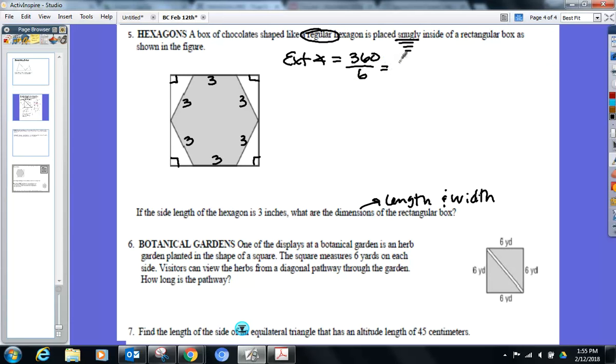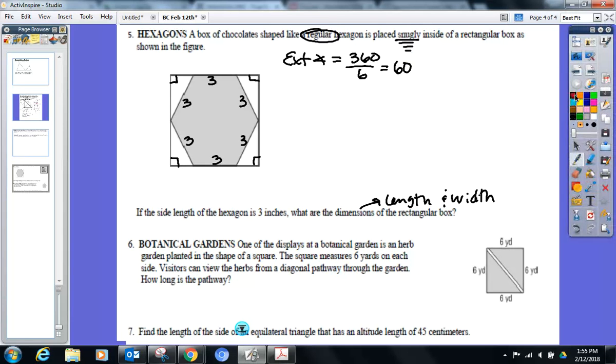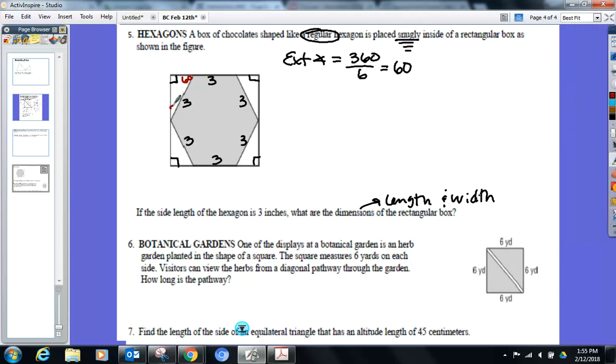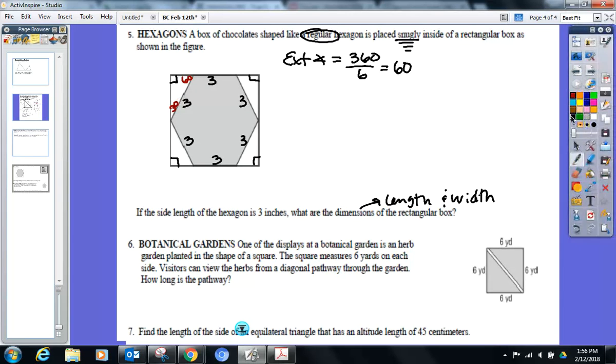Look at that magic number that pops up. 60 degrees for an exterior angle here, meaning the other one's got to be 30. All right, 30, 60, 90. Let's do it. Almost started writing the rules down.